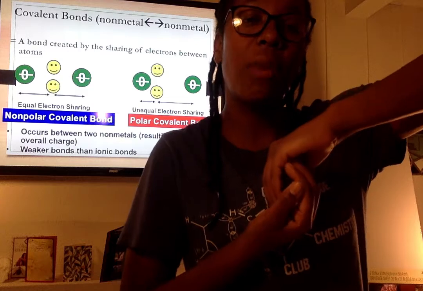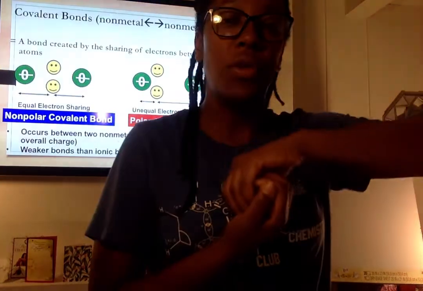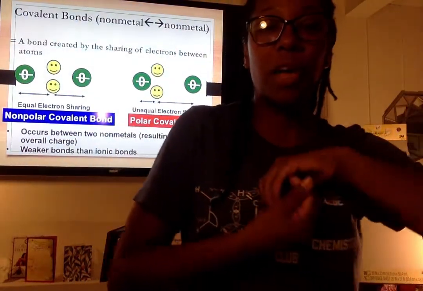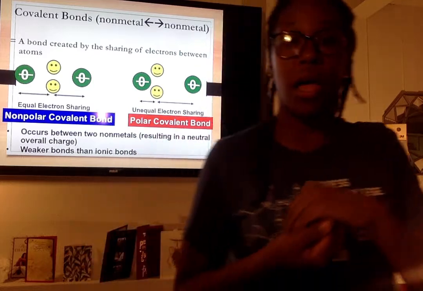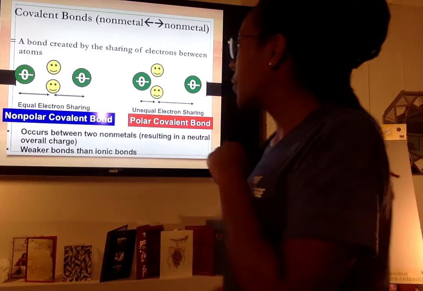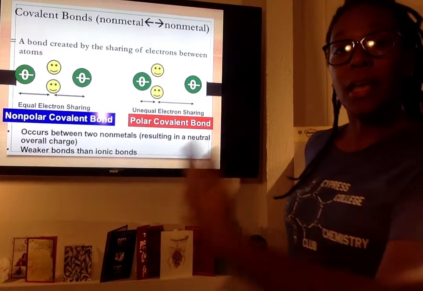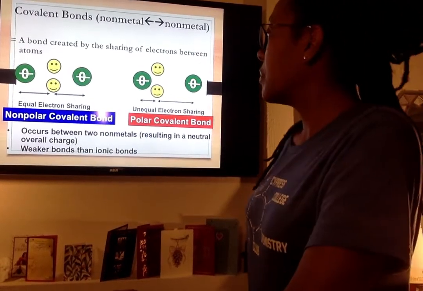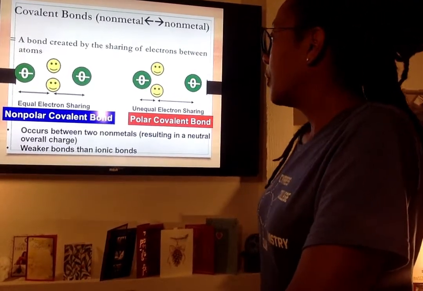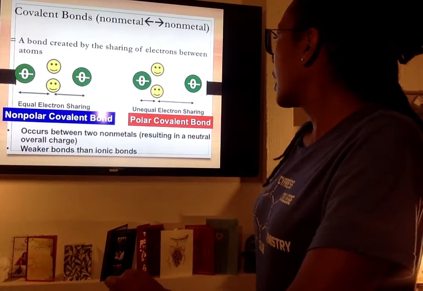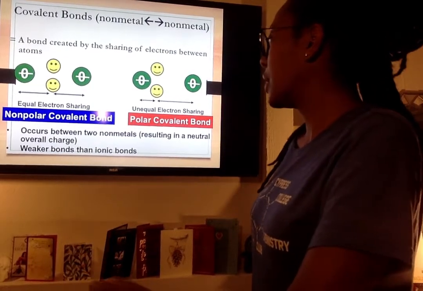I can kind of share my electrons with you, and I can share mine with you. And we have this looser bond of sharing. So you can have an equal sharing, which is going to be called nonpolar covalent, or an unequal sharing of electrons, which is polar covalent.